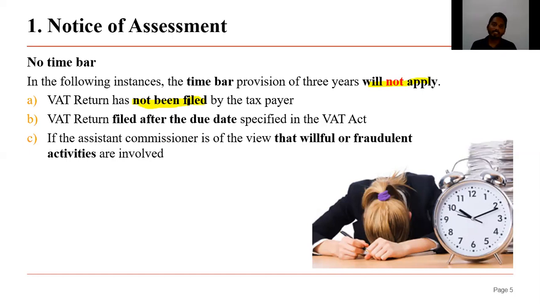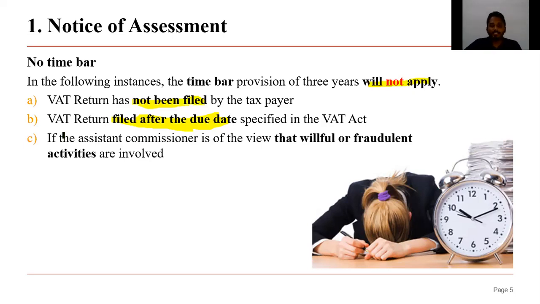Any time, the assistant commissioner can issue an assessment, right? Then just assume you file after the due date. The due date is 31st January 2020, and you file in February, or March, April, May, subsequently. Then again, the time bar will not be applicable. It is open for IRD to issue an assessment.